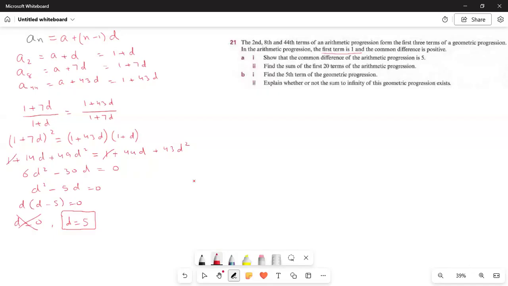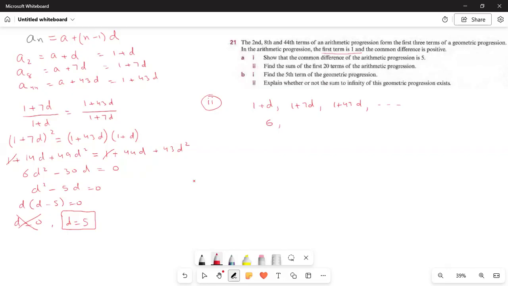Now the second part of the problem. Let's find the fifth term of the geometric progression. As far as the geometric progression is concerned, the first term of the geometric sequence was 1 plus d. The next term was 1 plus 7d. And the next term is 1 plus 43d. If I take d equal to 5, this first term is going to be 6, and this goes on.